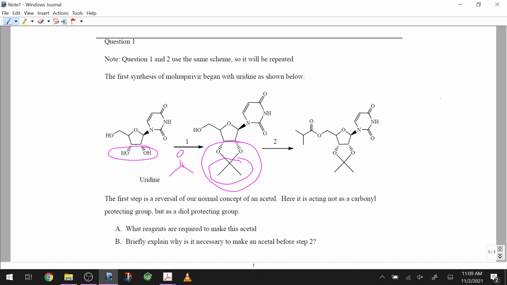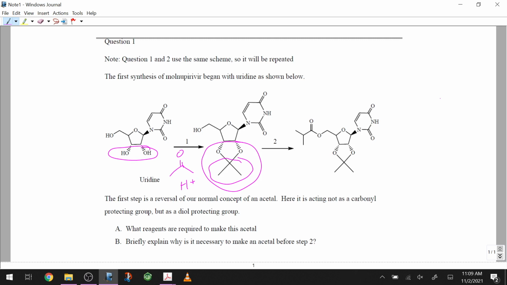And an acetal requires the ketone or aldehyde, the diol, and it requires an acid, because this is a protonate-deprotonate type mechanism. So we don't have to specify which one. Probably it's going to be sulfuric acid or a sulfonic acid of some form. But given the complexity of the structure, the exact one may be a little different.